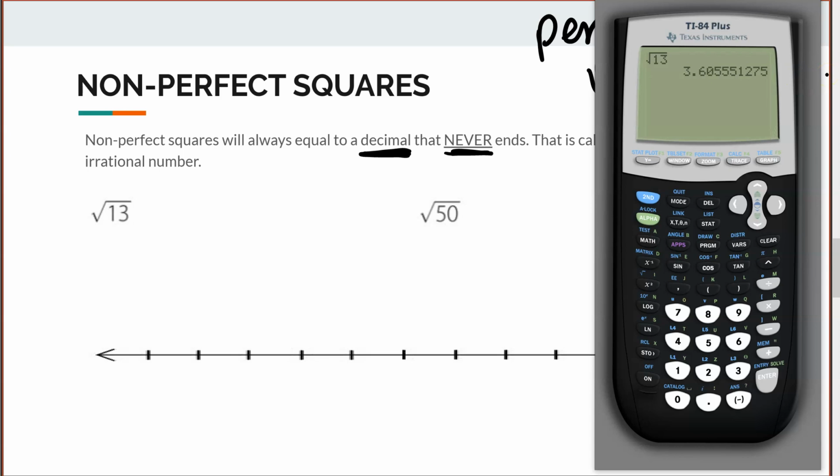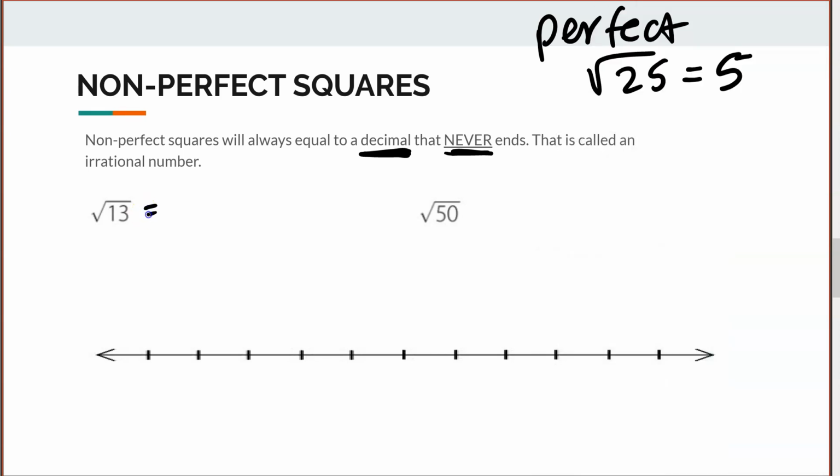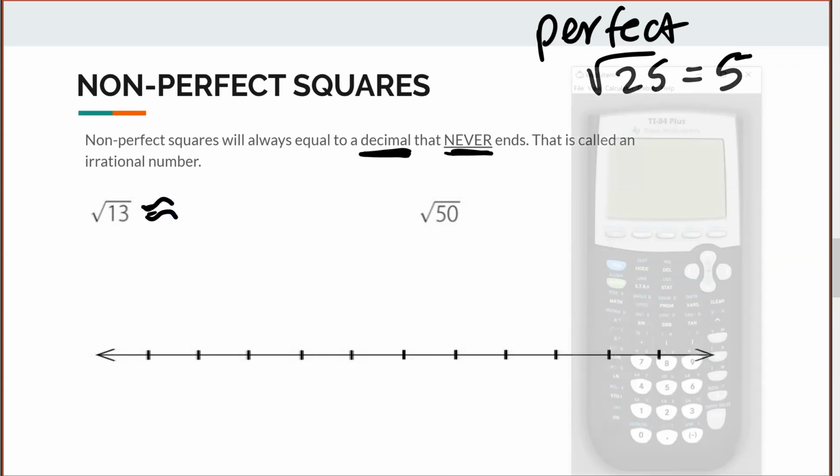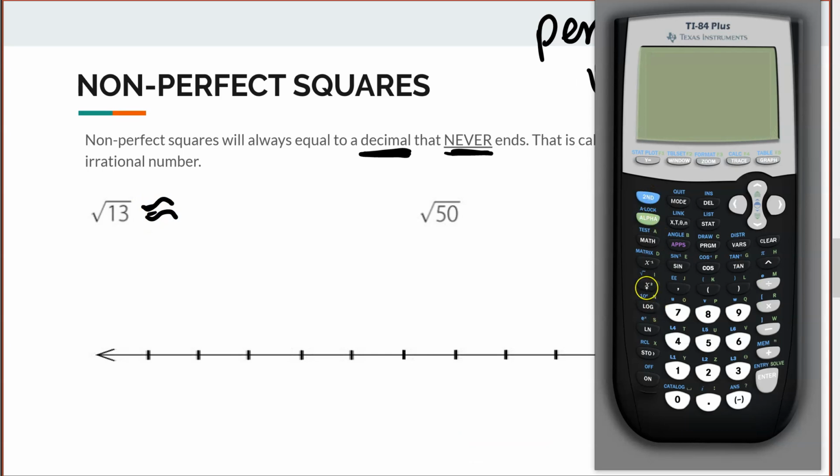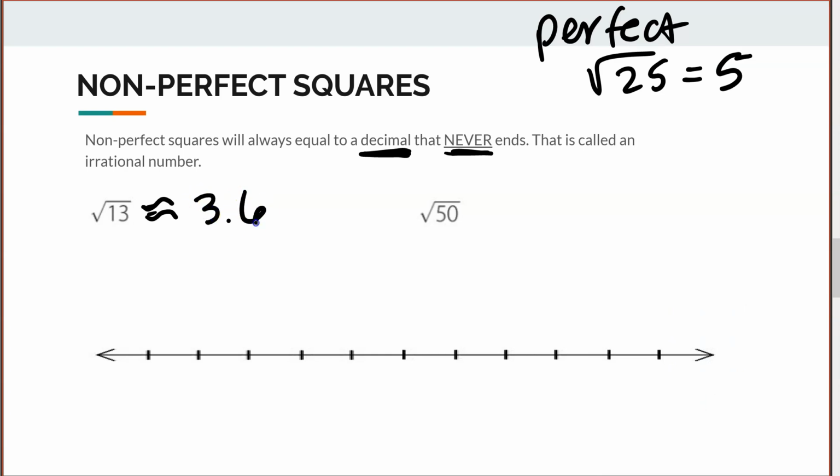Now, the way that I remember irrational numbers is irrational doesn't make sense. So if I go to the store and the cashier tells me, well, your chips are $3.60555125. Does that make sense? No, it does not. That is irrational. So that is one way I like to remember. So square root of 13 is actually approximately 3.6.